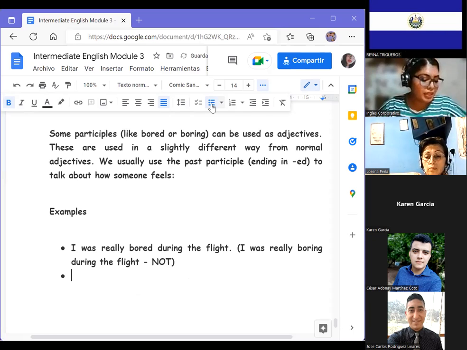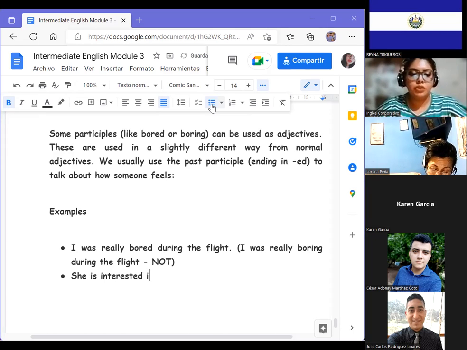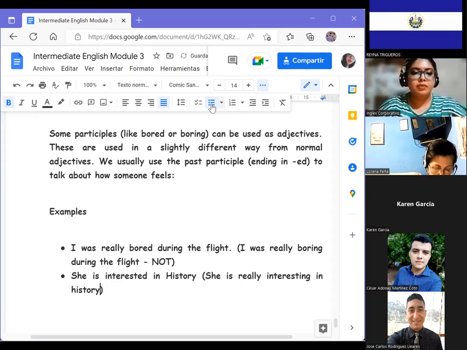Another one, it says, she's interested in history. She is interested in history. And we are not going to say, she's really interesting in history. Es como decir, ella está interesada en historia. No es ella realmente interesante en historia. En ese caso vamos a utilizar, ¿verdad?, estas palabras con el ending ed to represent the feeling.